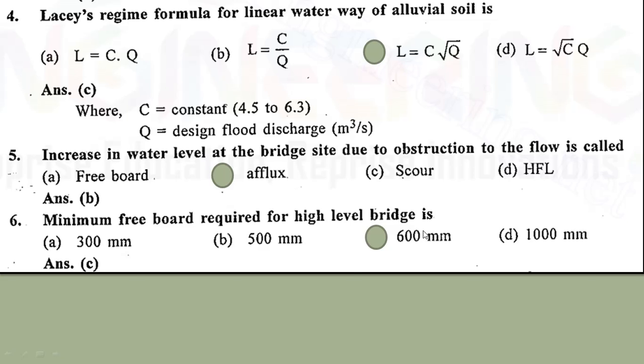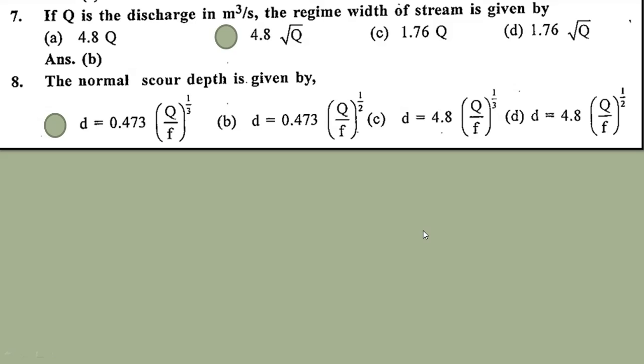Then if Q is the discharge in meter cube per second, the regime width of stream is given by regime width is equal to 4.8 into square root of Q. So, 4.8 into square root of Q, where Q is the discharge. The normal scour depth for any bridge is given by D is equal to 0.473 into (Q divided by F) raised to 1/3.